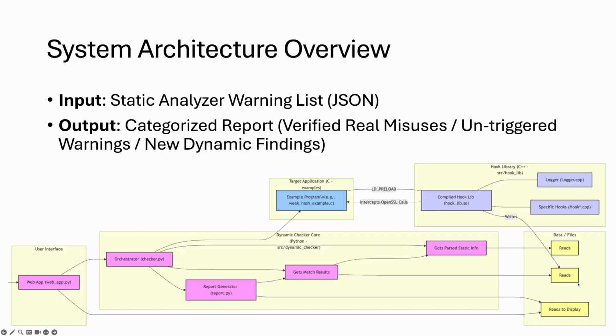After the target application finishes, the measure module in Python will read these runtime logs and compare the logged events against the parsed information from static analysis results, or the input. It will determine which static warnings were observed dynamically. And finally, the reporter module takes the results from the measure module and generates the final report. This report categorizes the original static warnings into found and not found groups, and this final report is a primary output for the developer or user.